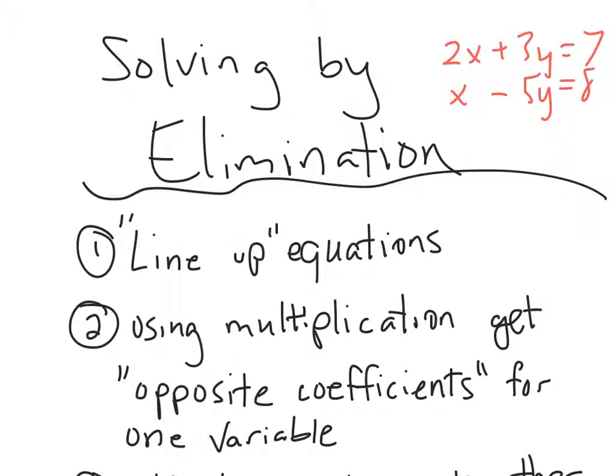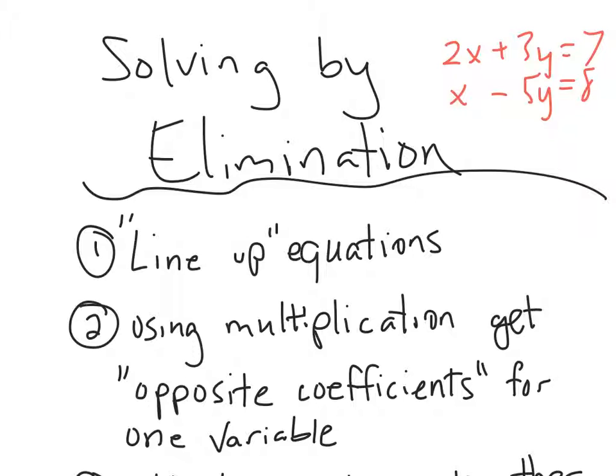If these equations aren't written this way, if they're not in the standard form for a line, it's important that you get them lined up this way before you go any further. And then step 2 is using multiplication, we're going to get opposite coefficients. Our goal here is to pick one variable and make it go away.